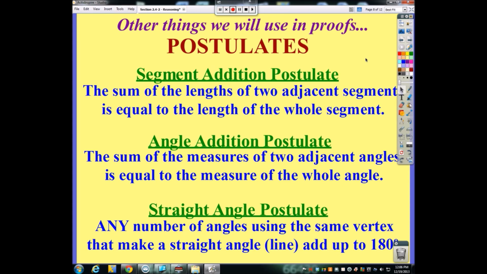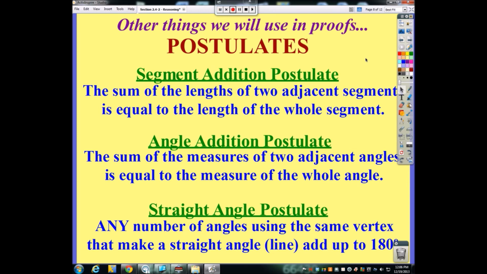So the first thing here, in your notes, it says the sum of the lengths of two adjacent segments is equal to the length of the whole segment. And that was nothing more than the segment addition postulate. This is where we took one little segment and we added another little segment to them, stuck them together, and we really made a bigger segment. So you can think of the segment addition postulate as little segment plus little segment equals big segment.